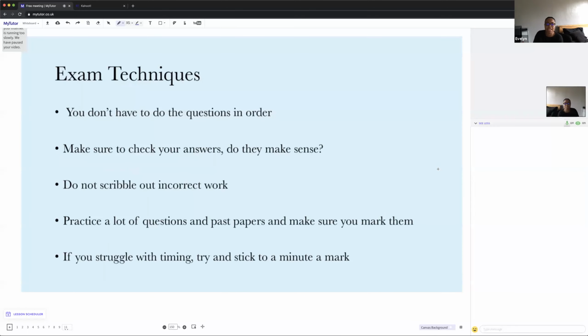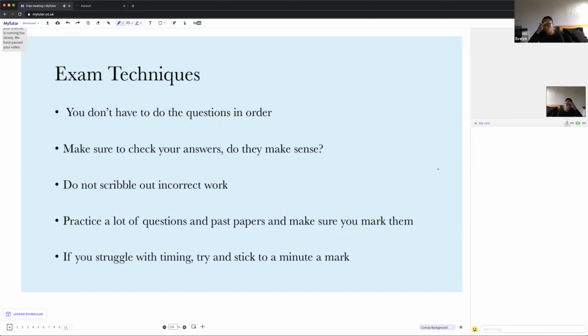Now, exam techniques. Someone asked me, do you have to do questions in order, or do you have to start from the back of the paper and work forward? It's completely up to you, whichever one works best for you. If you think that starting with the harder questions first and getting all the long questions out of the way makes it easier to keep up with your timing, that's fine. Some people find it easier to start at the beginning and work their way through. That's also fine. There is no correct way of answering the exam questions.